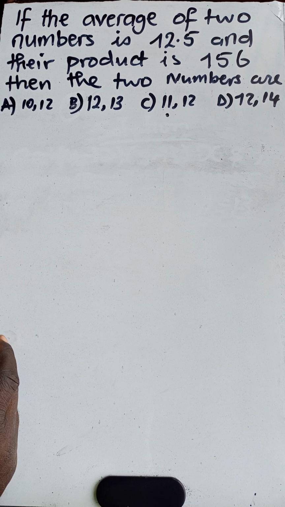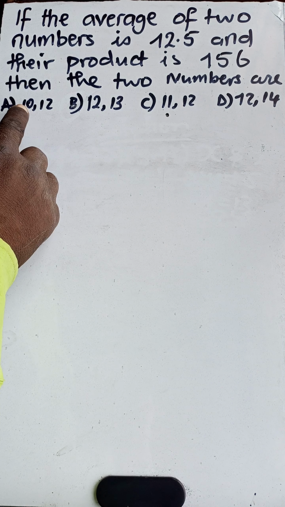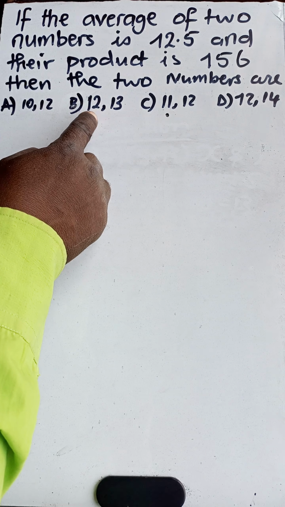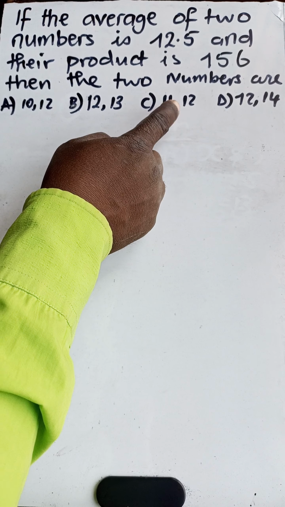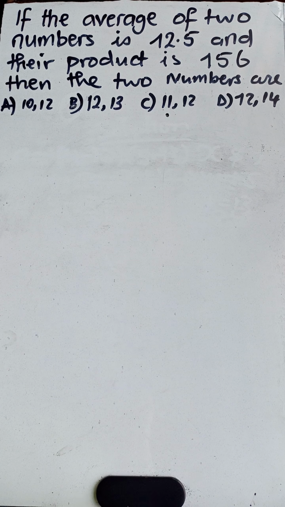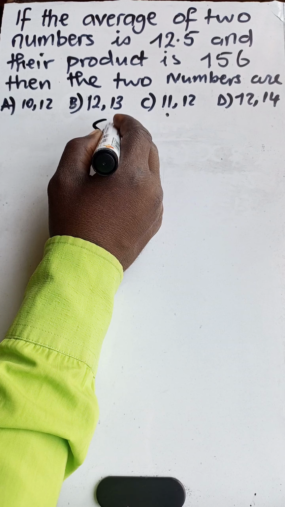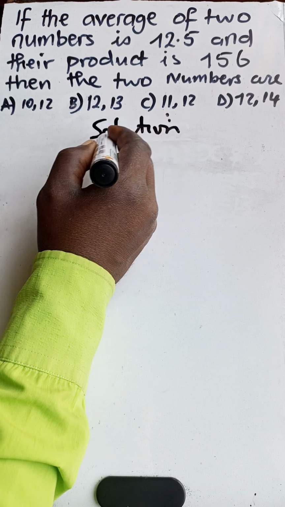If the average of two numbers is 12.5 and their product is 156, what are those two numbers? 10 and 12, or 12 and 13, or 11 and 12, or 12 and 14? Now let us look at the solution.